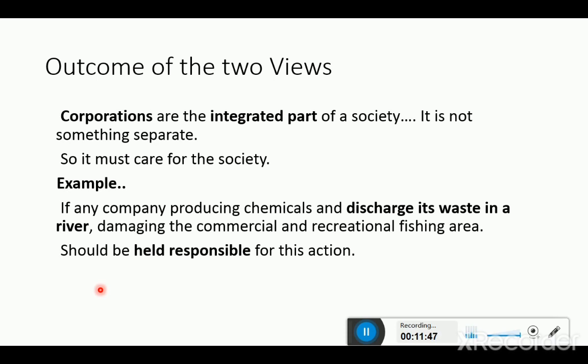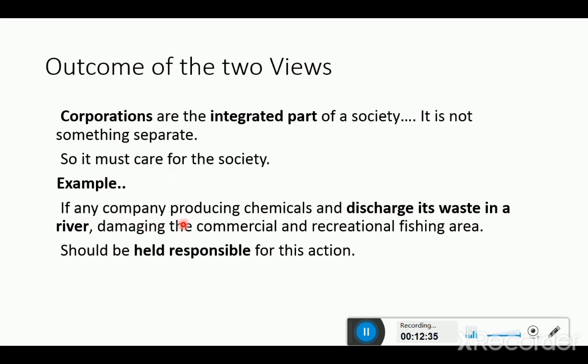The corporations are an integrated part of the society. Integrated means connected, linked. The corporations, businesses, organizations are the connected, linked part of the society. They are connected with the society. Businesses work within the society, and the society exists for businesses as well. So when they are earning from the society, they must spend a percentage on the society as well, a percentage of profit for the betterment of the society. So corporations and businesses are an integrated, linked part of society; it is not something separate. So it must care for the society.